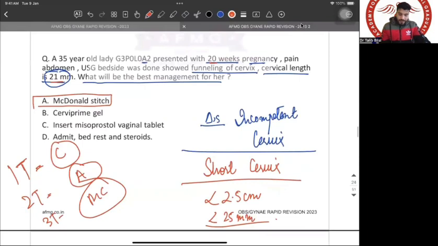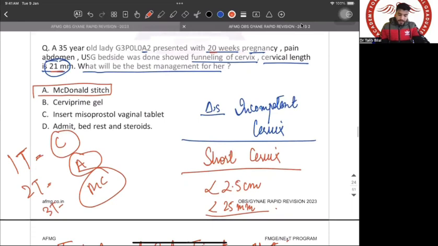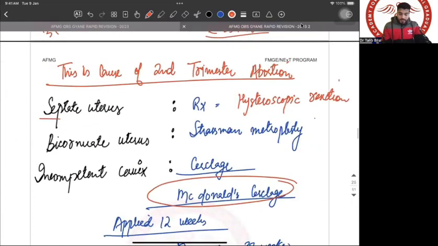Then admit, bed rest and steroids. No, admit, bed rest and steroids we give in case of a placenta previa medical management when it's less than 37 weeks, and that regime there we call as McFadyen-Johnson regime. Okay, coming questions I'll discuss that also. So guys, done. Understood septate uterus, bicornuate uterus, and incompetent cervix, and remember the managements in a very short way.